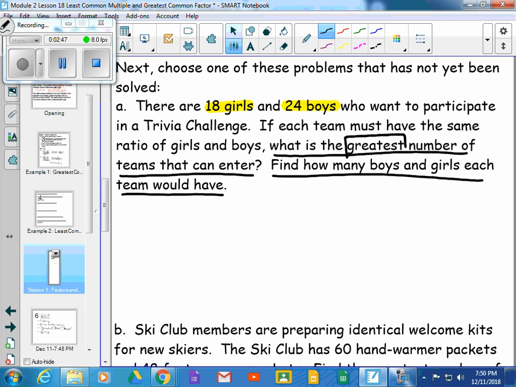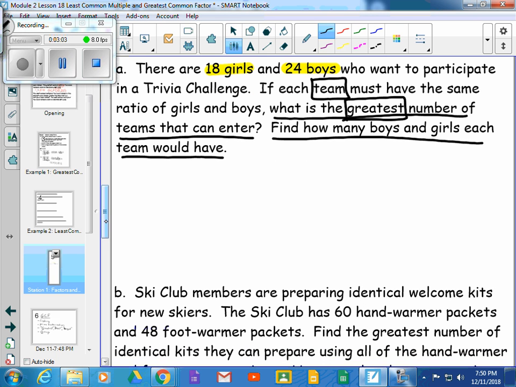Notice that's greatest there. That's a clue. Find the greatest common factor. Also, notice this says team. A team is a group of kids. So that's a clue to find the greatest common factor. Now, on these word problems, I want you guys to use the prime factorization method. And you'll see why here in a second.